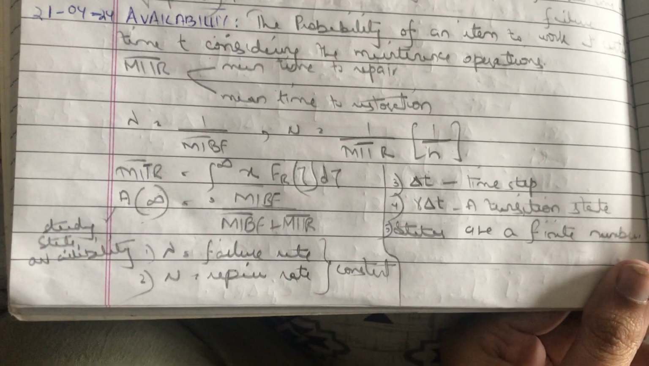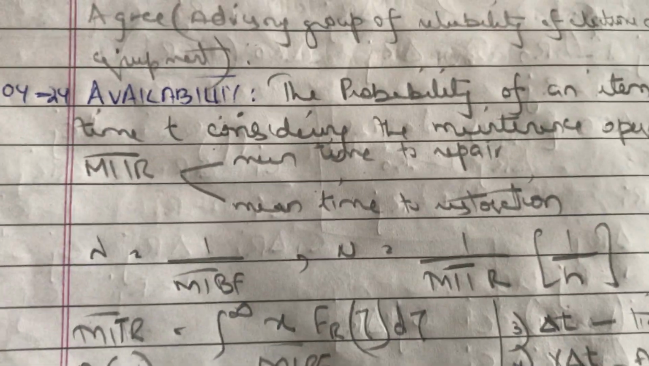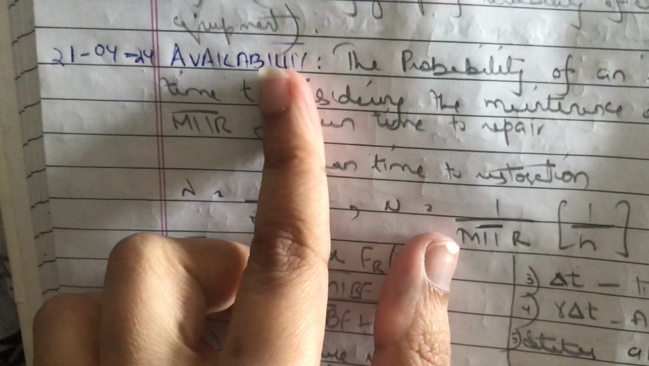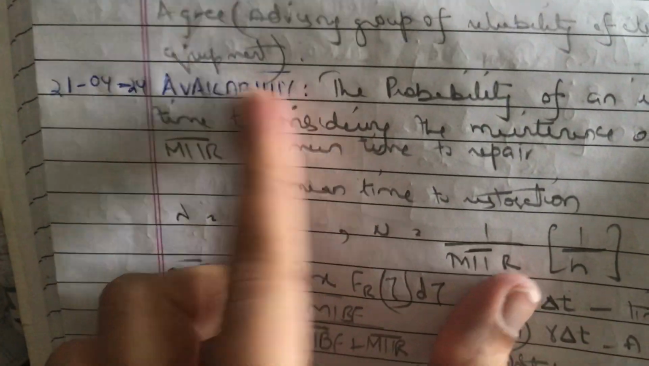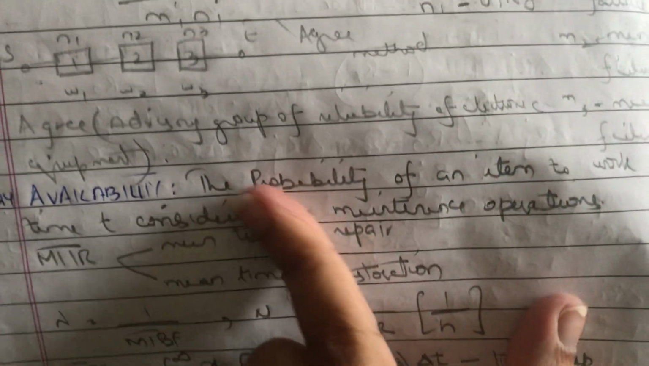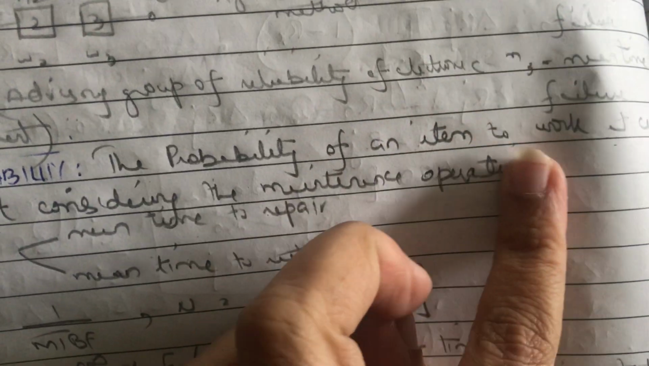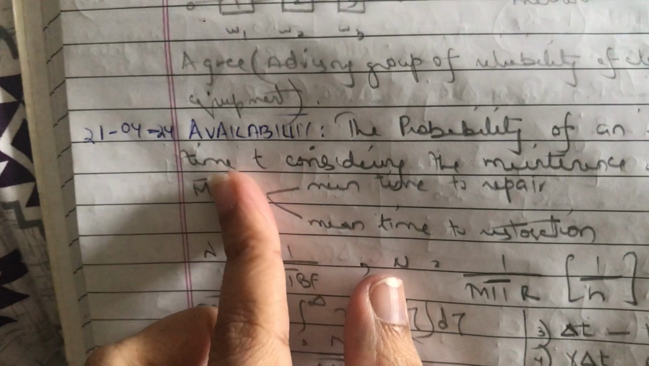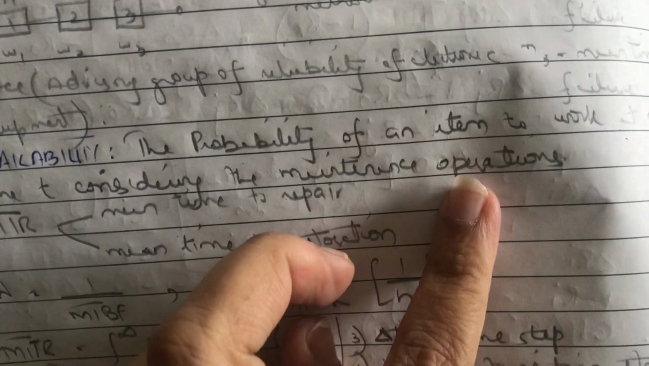Today we are going to start a new topic, that is availability. In my last videos I told you about reliability. Now this is another topic, that is availability. What availability basically is, it's just a little different. It is the probability of an item to work at a certain time t, considering the maintenance operations.